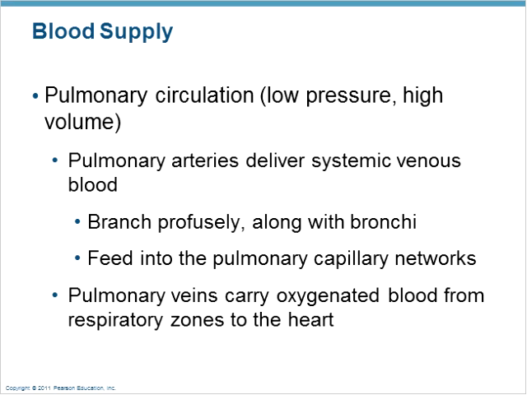Just really interesting. The blood supply, the pulmonary circulation, is obviously low pressure and high volume because, remember, the right side of the heart delivers that deoxygenated blood to the lungs. The pulmonary arteries come from the heart, more specifically from the right ventricle, as it leaves the heart through the pulmonary valve.